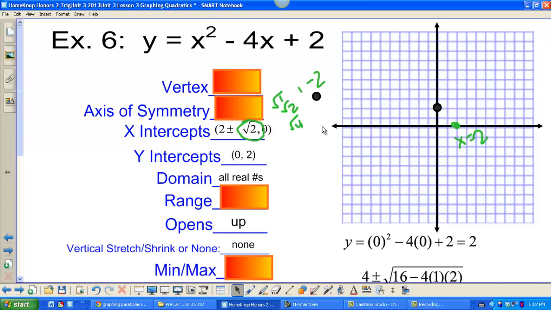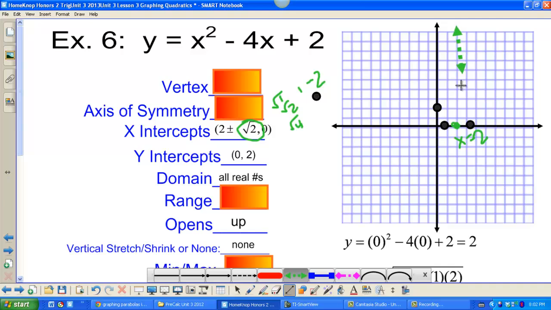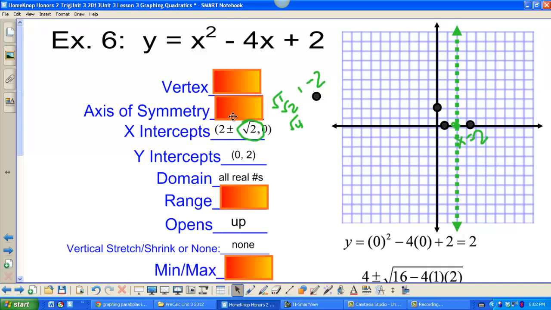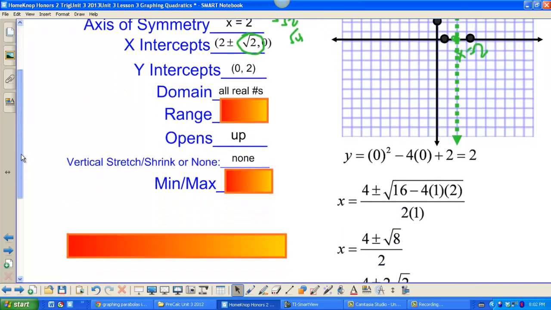So when I plot the x-intercepts, I start at 2, and then I go 1 and a little bit more of a box to the right. And then I start at 2 and I go 1 and a little bit more of a box to the left. So doesn't that mean that 2 has to be in the middle? So if you understand your answer, that part of the quadratic formula, the opposite of b over 2a portion, is your axis of symmetry. So my axis of symmetry is x equals 2. And that's also the x-coordinate of my vertex.